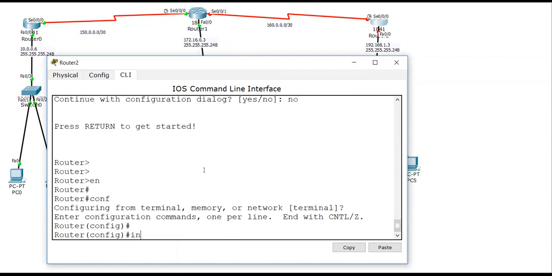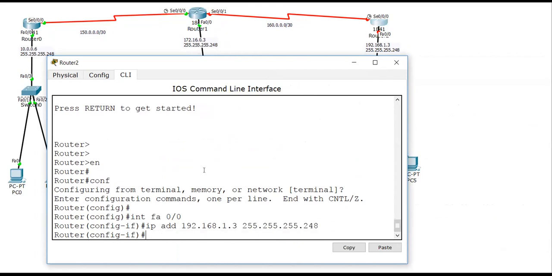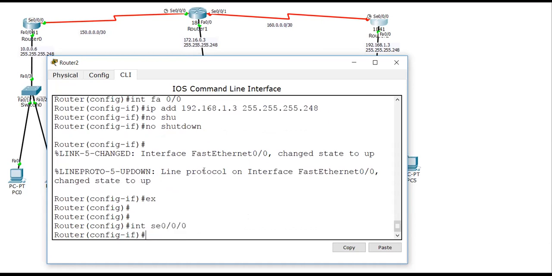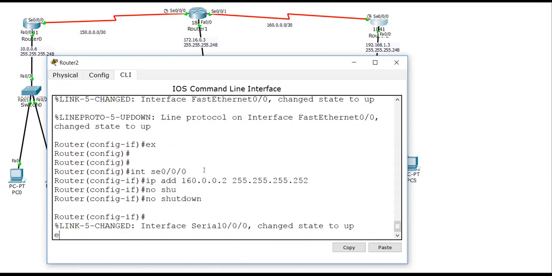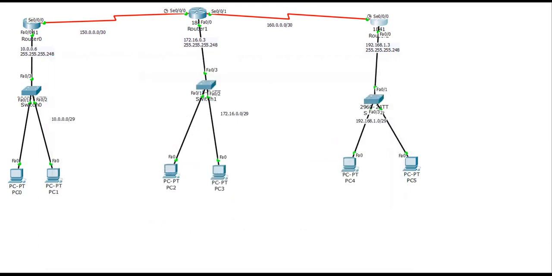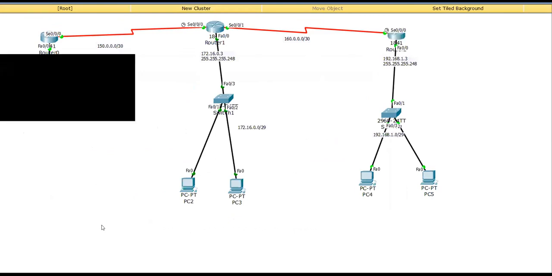Enable, configure terminal, FastEthernet 0/0, 192.168.1.3. You just need to know about subnetting. If your subnetting concept is clear, then there is no problem for you in giving IP addresses. Now, your complete network is done. Okay. Now it's time to configure the routing process of EIGRP.